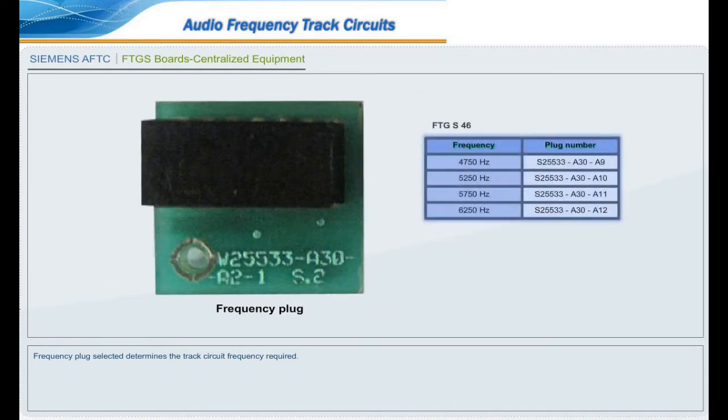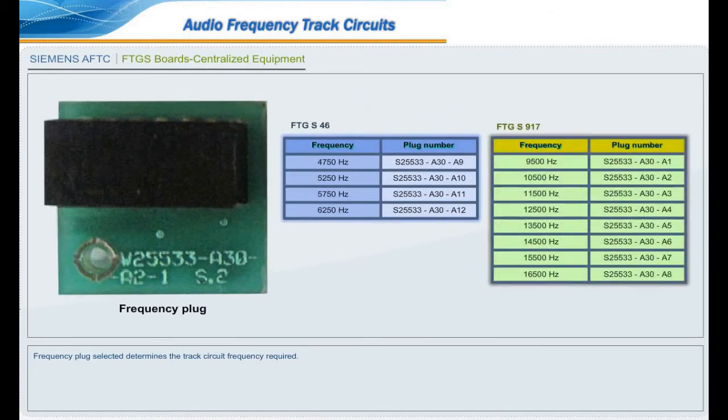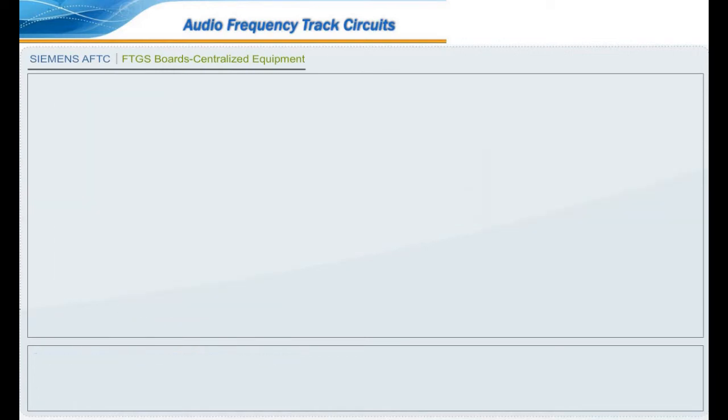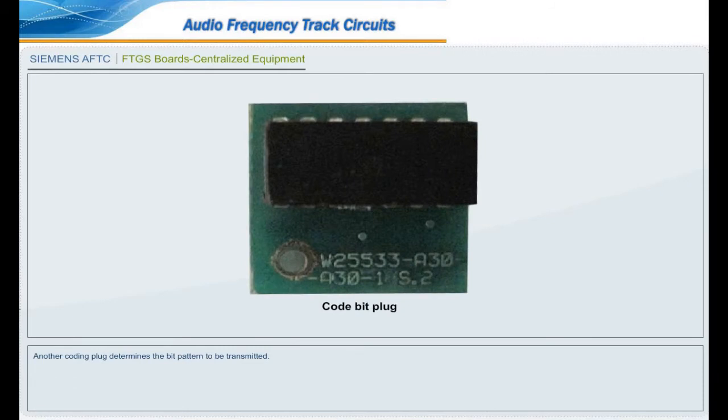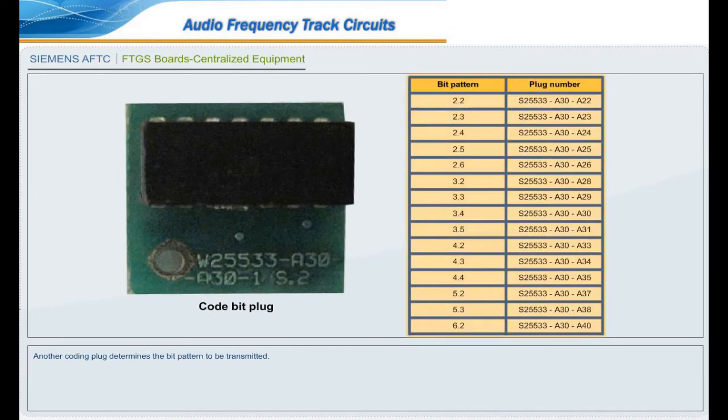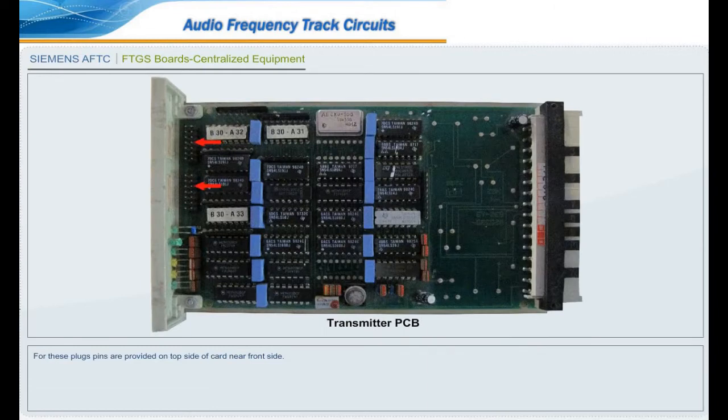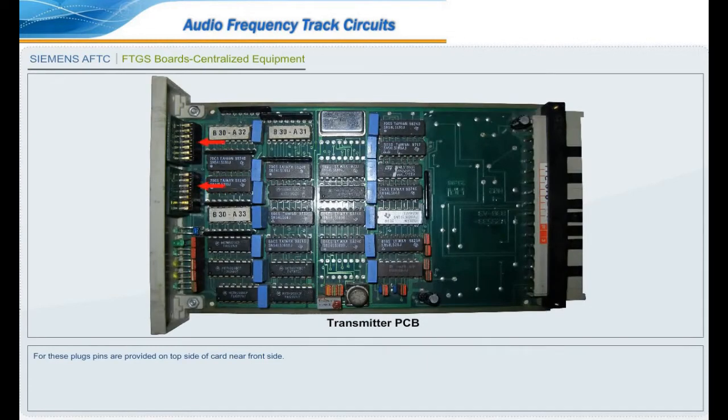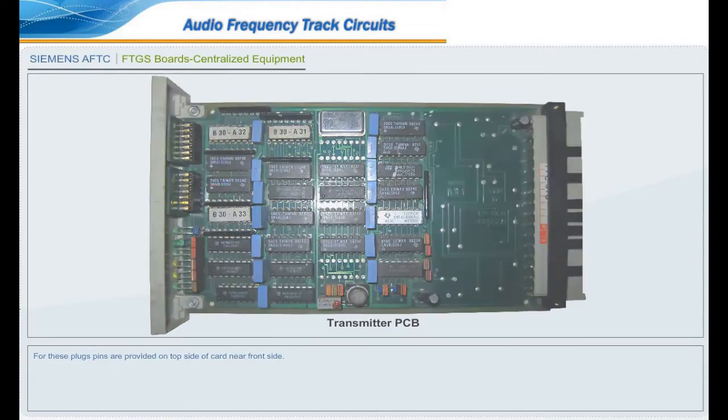In FTGS 46, in FTGS 917, another coding plug determines the bit pattern to be transmitted. Different bit pattern code plug numbers are as per this table. For these plugs, pins are provided on the top side of the card near the front side.